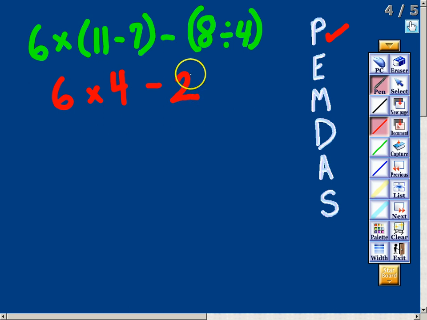Okay, now that they're out of the parentheses, we ignore the fact that they even came from the parentheses, and we still need to figure out the order of operation. Okay, so I look at my order of operations on the right hand side, and I see that multiplication comes before subtraction, which is all the way down at the bottom. So I'm going to do 6 times 4, and that is going to give me 24.